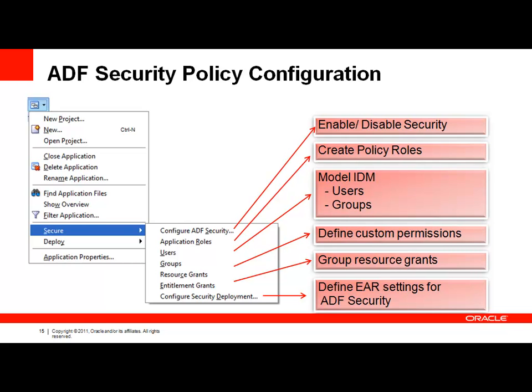Application roles, as I mentioned before, are specific groups of permissions that you want to apply or grant to a specific enterprise group, enterprise role, or user. And then you have users and groups. Now this allows you to create test users and test groups, simulating the identity management system and environment that you have available at runtime. Resource grants, now this is actually where you grant privileges or permissions, access permissions, to a user or a group for a specific protected resource. Now this protected resource could be a page, could be a task flow, but as mentioned could also be a menu option.